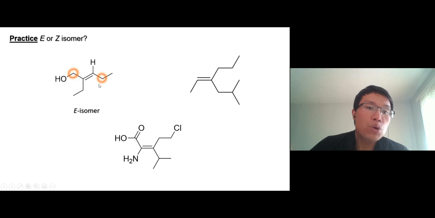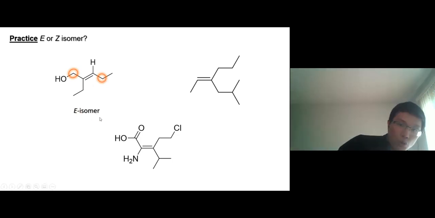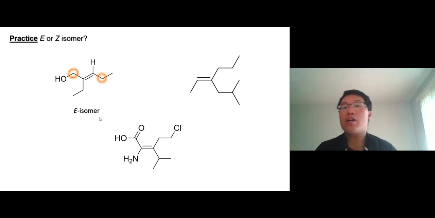If you do cis or trans, it's an ethyl group and an ethyl group, and this would be a cis isomer, which is not the E isomer. Totally different system, so watch out. You cannot use cis or trans here. They are tri-substituted alkenes, so you cannot use cis or trans.